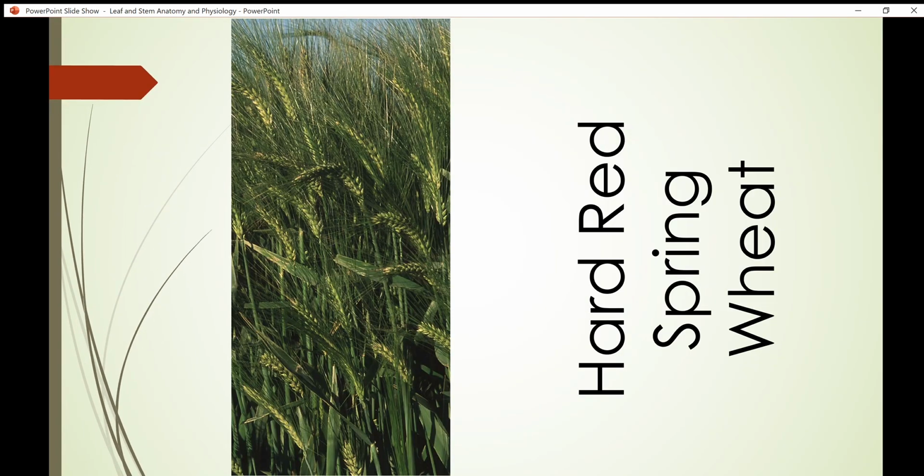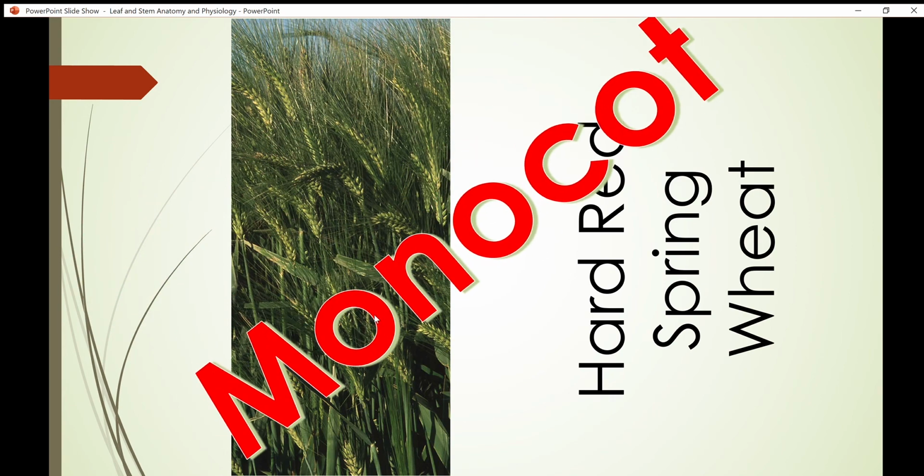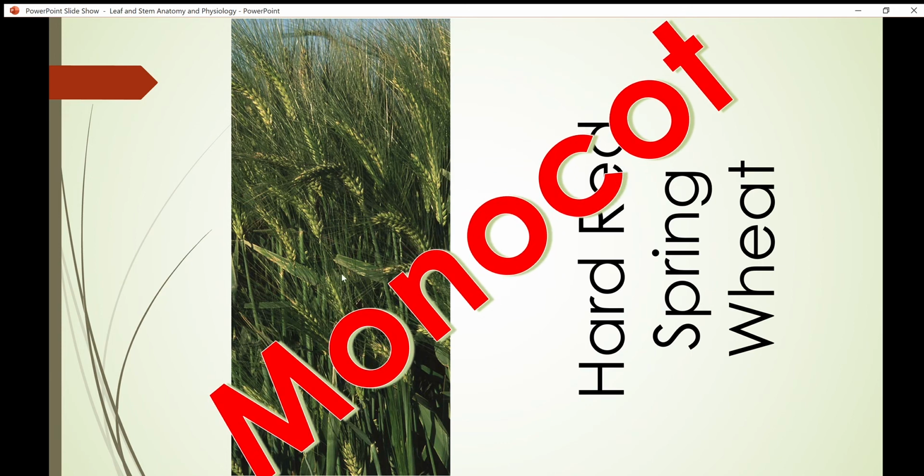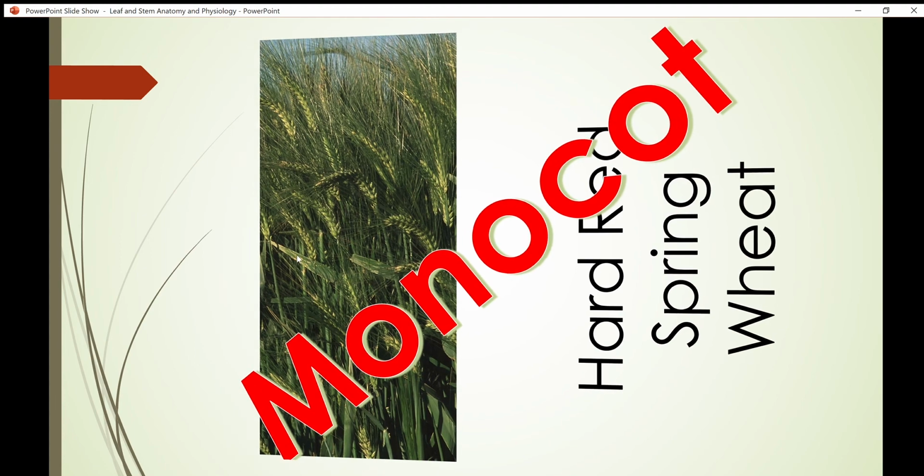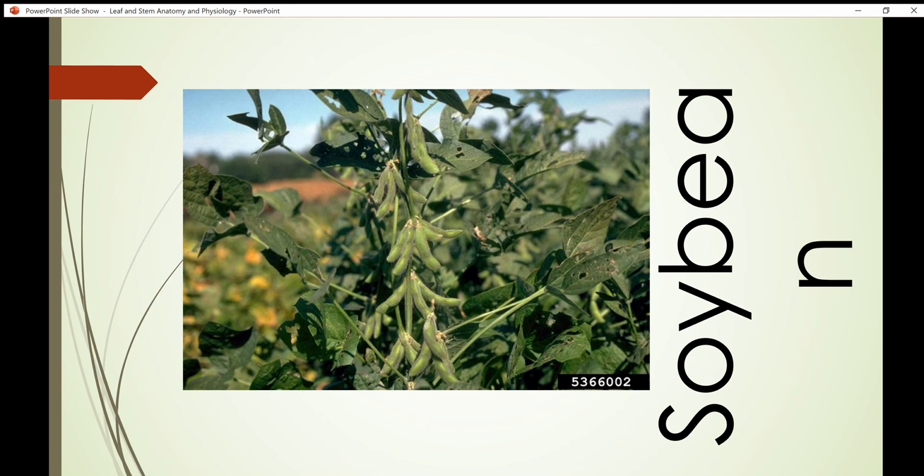Next is hard red spring wheat, and this looks very grass-like, okay, which means it's a monocot. It has skinny leaves, skinny stalk, and it has that characteristic head of seeds on top. Soybeans, I guess my font is just a little bit too big. So we see the leaves, they should give that away. Soybeans are dicots, broad leaves, broad netted-veined leaves.